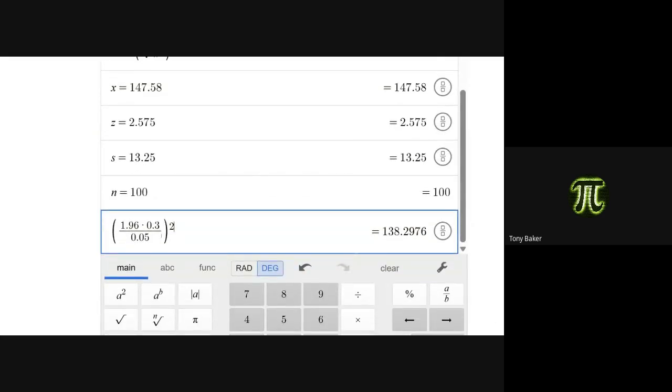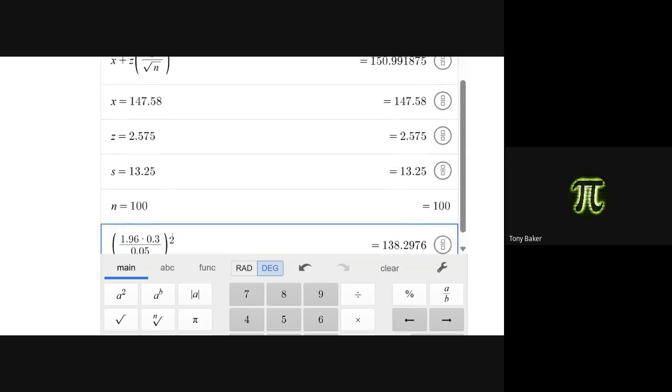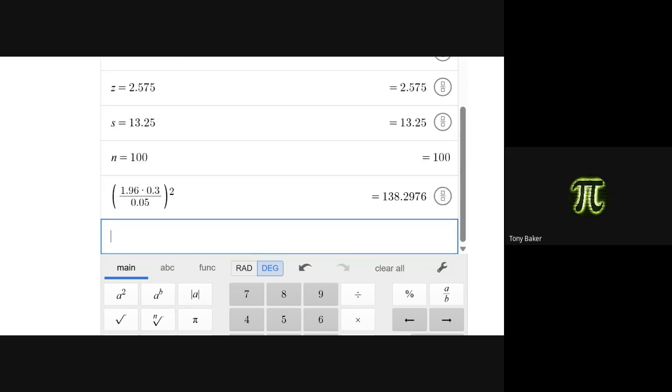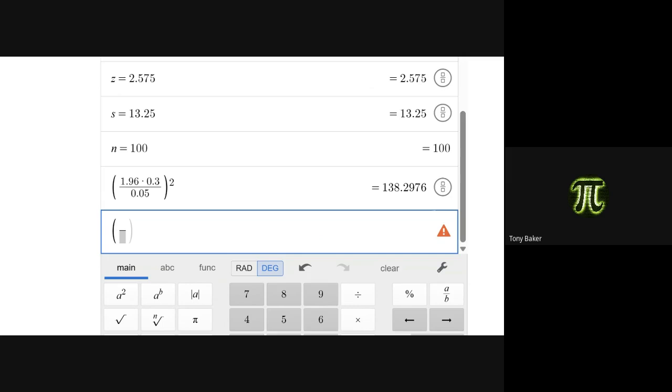So that's what it would look like in Desmos. 1.96 times 0.03 divided by 0.05 squared. Like with variables instead. Oh, I didn't type the variables in for this one. I can. It would be C times S divided by E. That would be the formula.